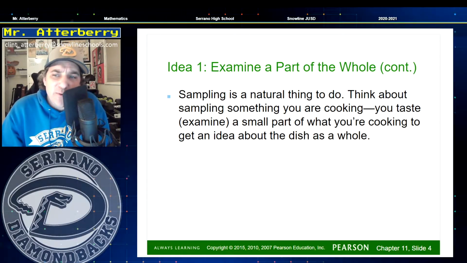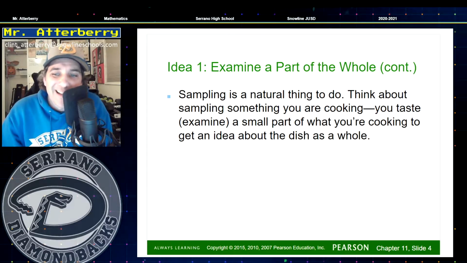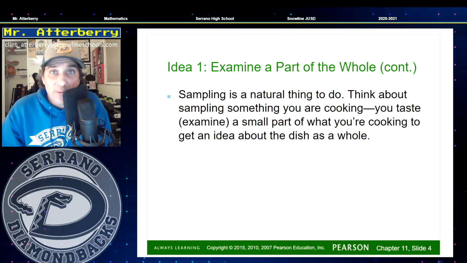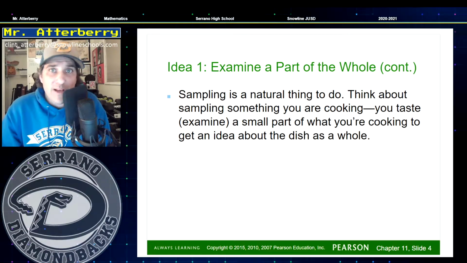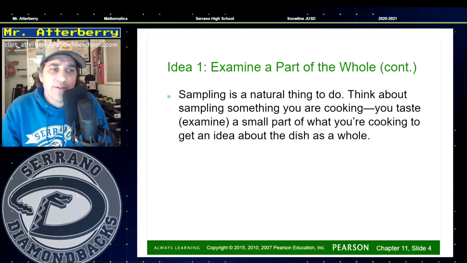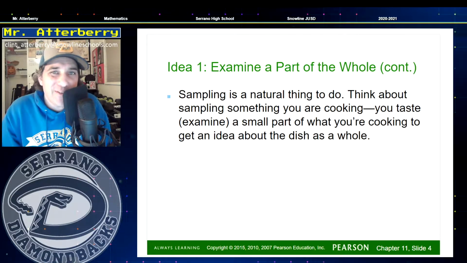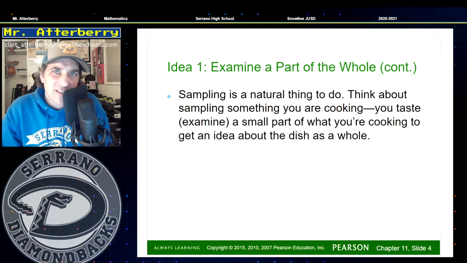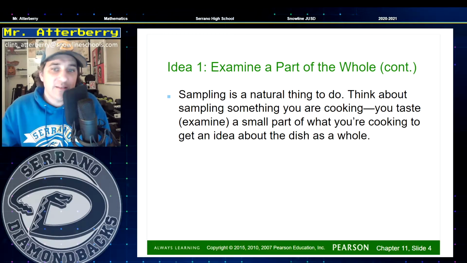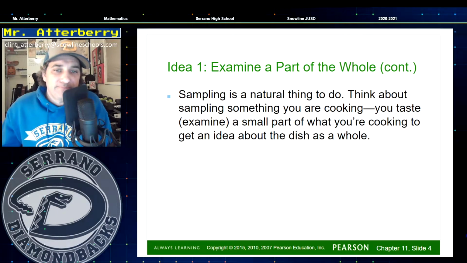So sampling is a natural thing to do. Think about sampling something you are cooking. You taste, examine a small part of what you're cooking to get an idea about the dish as a whole. So for example, if you're cooking soup or making spaghetti with sauce, you just try a little bit to make sure it tastes okay. You don't need all of the spaghetti sauce or all of the soup to figure out how it tastes. You just need a little small sample, and that tells you generally about what the rest of it is. So the same thing happens when you're doing sampling, when you're trying to find part to the whole.